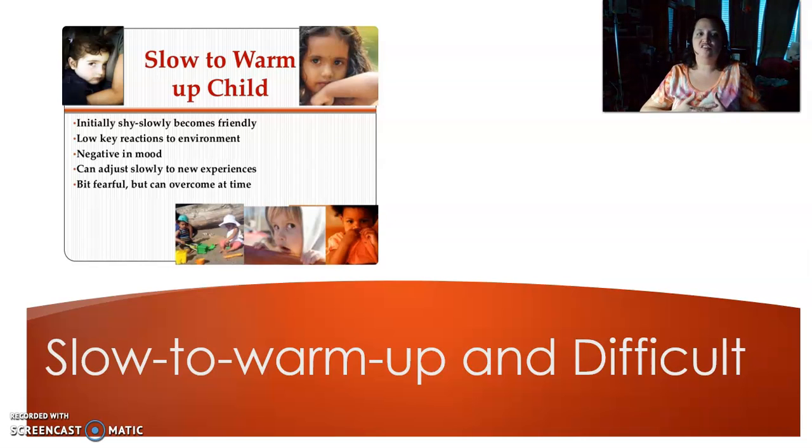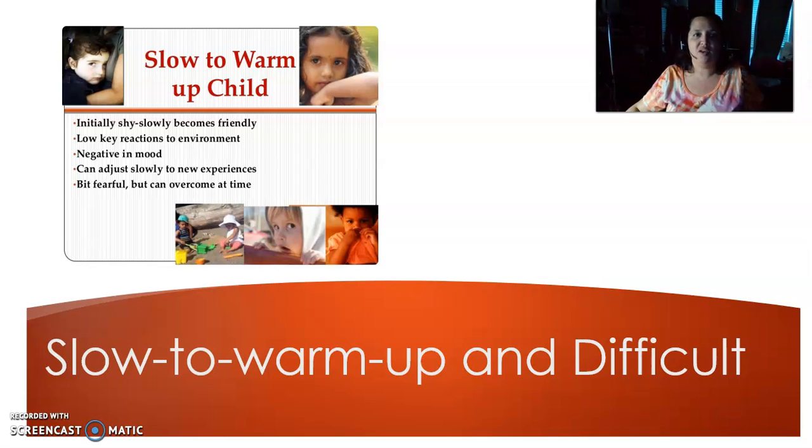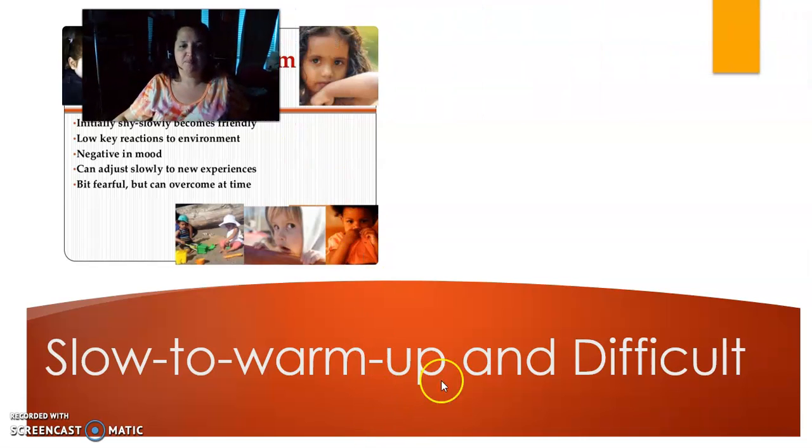And they can adjust to new experiences, but you've got to give them some time. They can be fearful at first or negative, but over time they will decide, hey, you know what, this is pretty awesome and I'm good where I am.